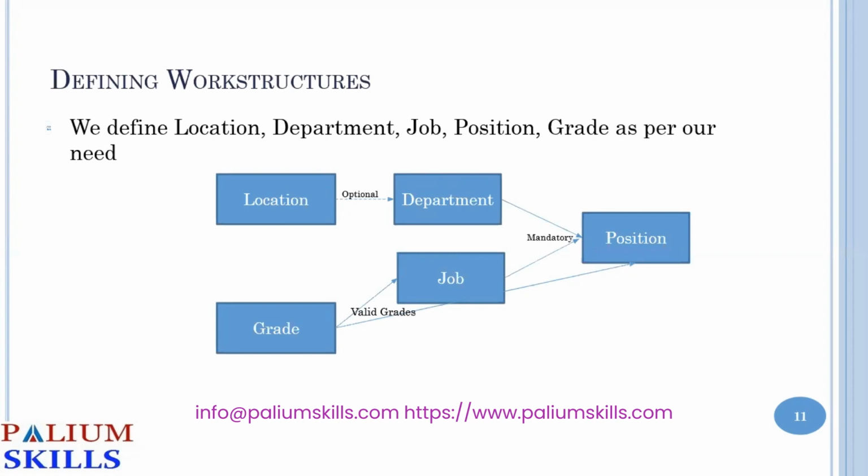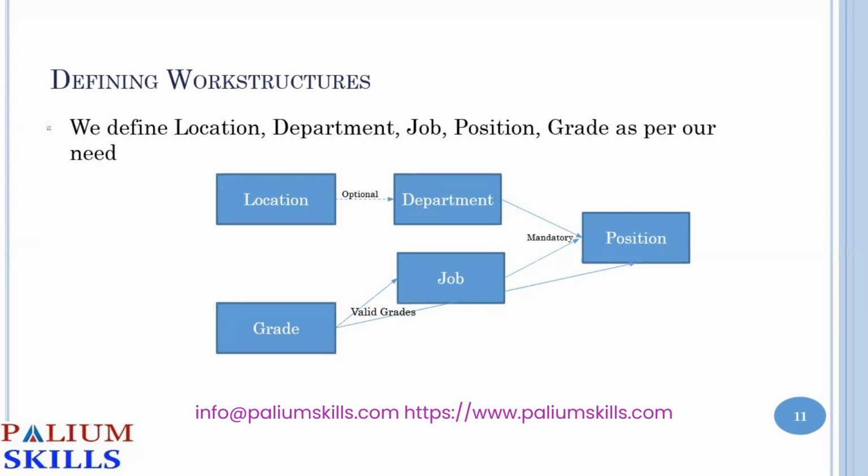Then you also have the job. Job is linked with grade and department, and job is linked with position. Positions are also linked with grade. What is the difference between job and position? Job is more a generic definition of the position.